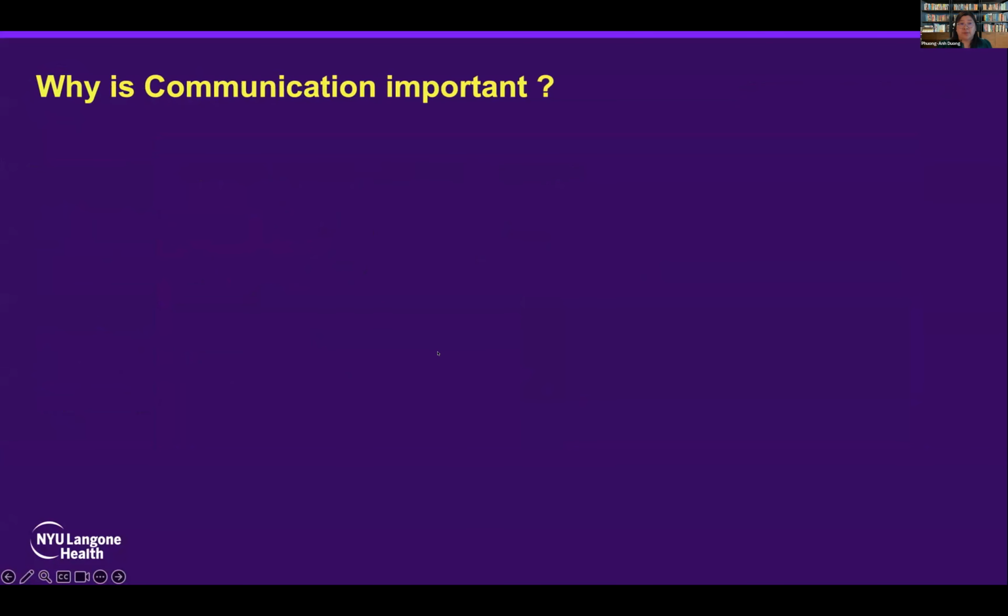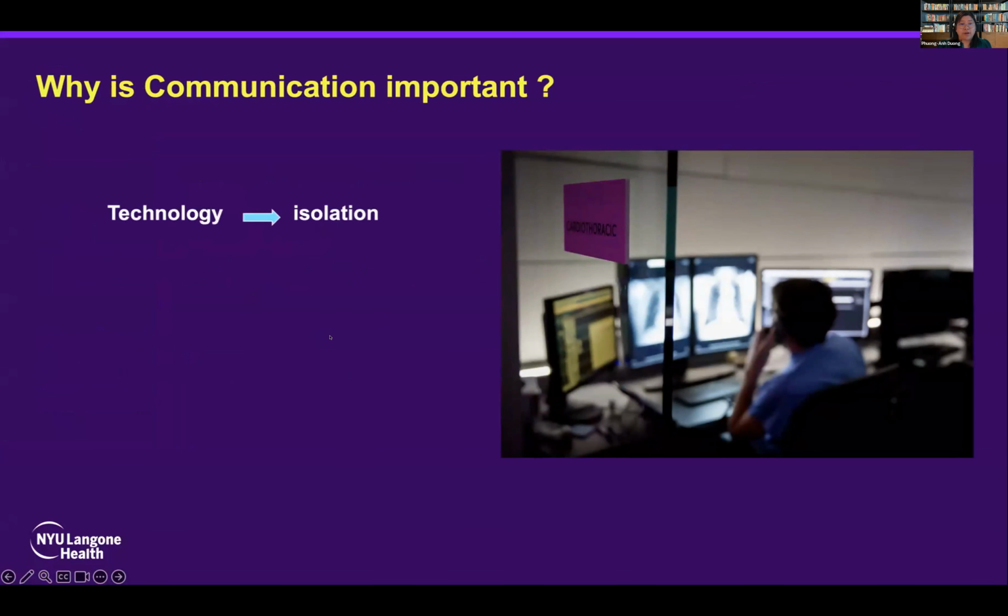So why is communication important? We all know that we're technically much more isolated than we used to be. I used to sit in a reading room that was right next to the CT scanner. And if I had any issues or anything I wanted to discuss, I could just walk over and talk to the tech. I knew all the technologists. And now we often are working in a remote position, a place that's remote from our technologists. So we don't see them as often. And then there's less collaboration.